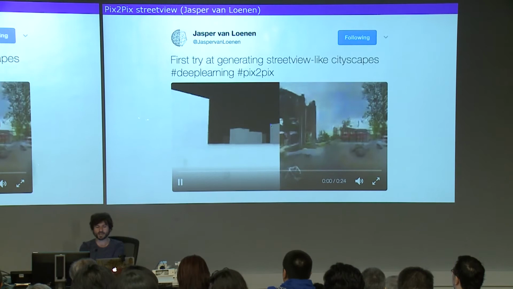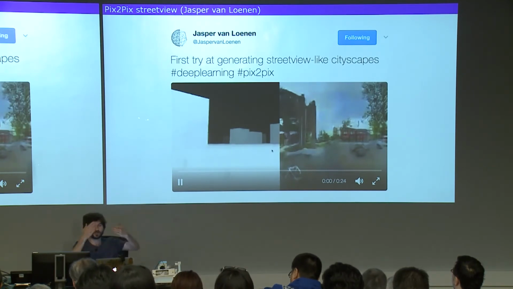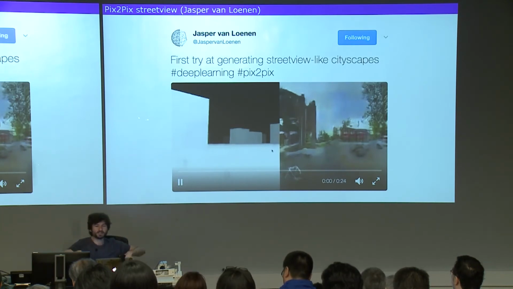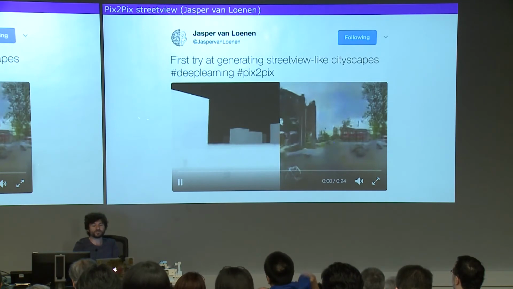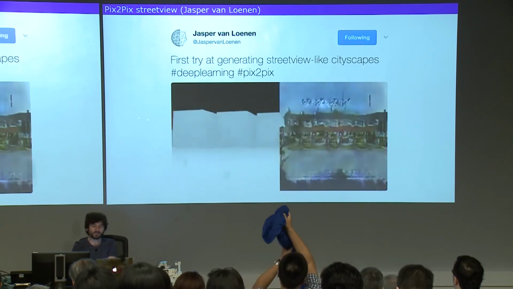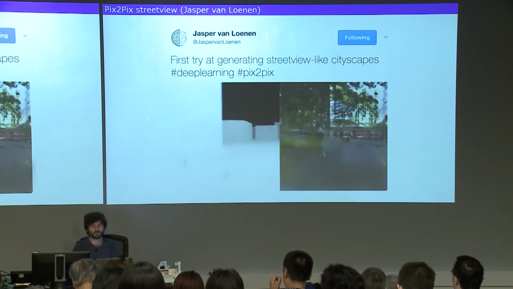This artist named Jasper van Loenen in the Netherlands used the Street View API. Google has a Street View API that lets you download Street View images and also the corresponding three-dimensional depth data, so you can get the depth map. It has all the 3D data. And so he trained Pix2Pix to convert the depth map to the Street View. Then he would generate his own depth maps and make hallucinated Street View scenes.